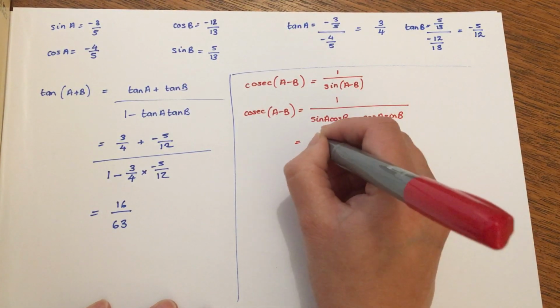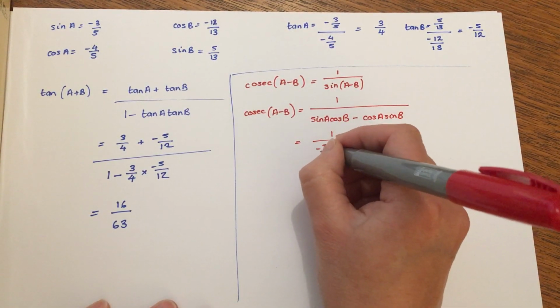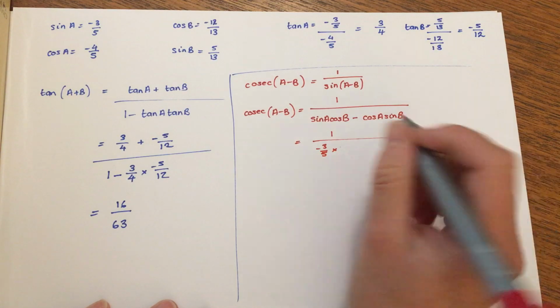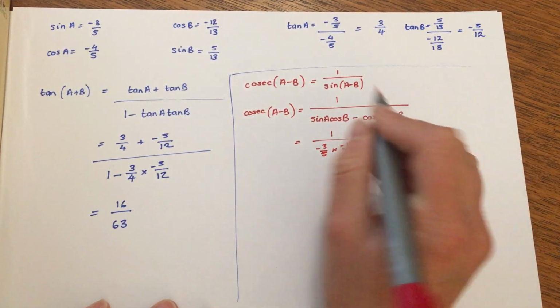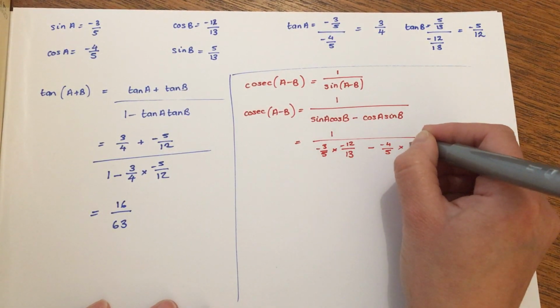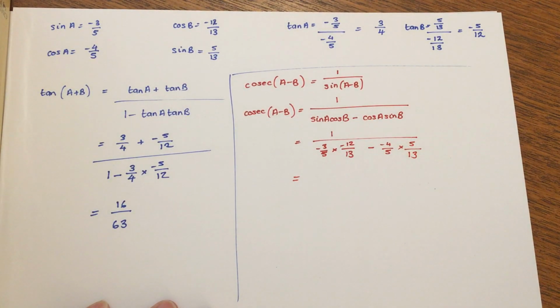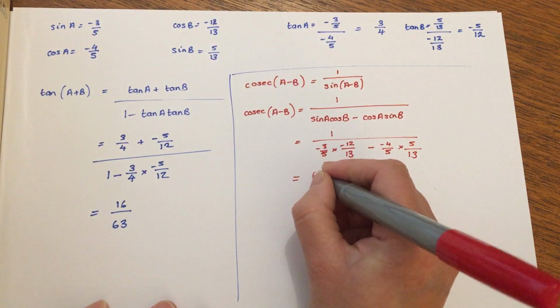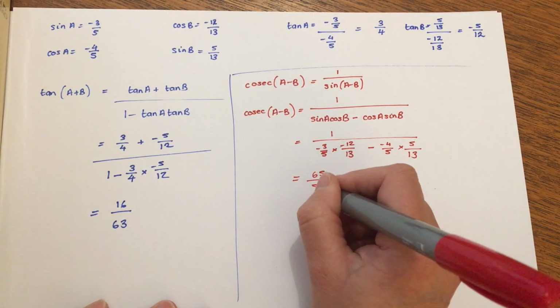So it's 1 over sine A, which is minus 3/5, times cos B, which is minus 12/13, minus cos A, which is minus 4/5, times sine B, which is 5/13. And if you worked all of that out, we would get 65 over 56.